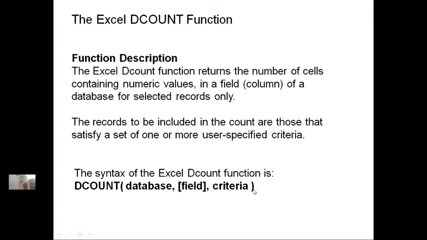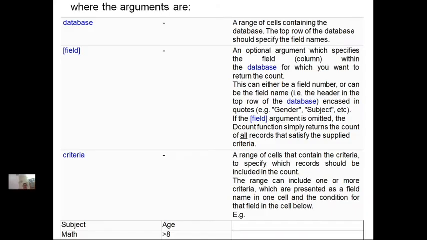Excel DCOUNT function. Okay. The Excel DCOUNT function returns the number of cells containing numeric values in a field of a database for selected records only. Okay. Now the syntax of the Excel DCOUNT function is DCOUNT, database comma field comma criteria. So this is the syntax of the Excel DCOUNT function. Now let us go to the next slide.